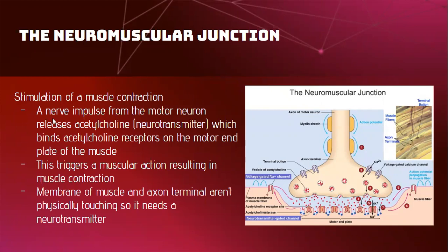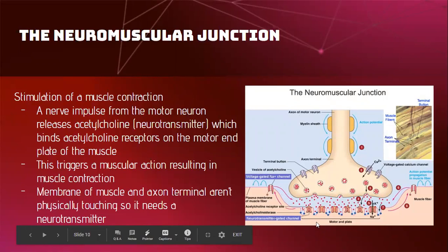What happens is a nerve impulse from a motor neuron releases acetylcholine, which is a type of neurotransmitter. It's a chemical that makes your muscles react. It releases acetylcholine, and then it binds to acetylcholine receptors on the motor end plate of the muscle. So what I mean by that is, you see, this is the neuromuscular junction.